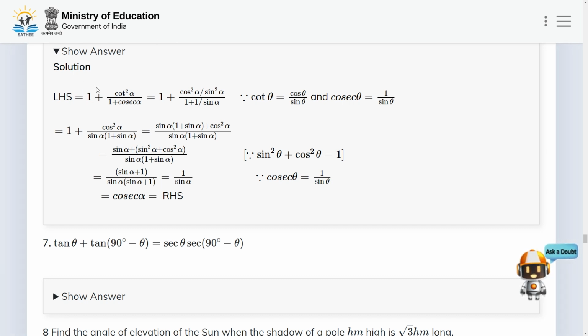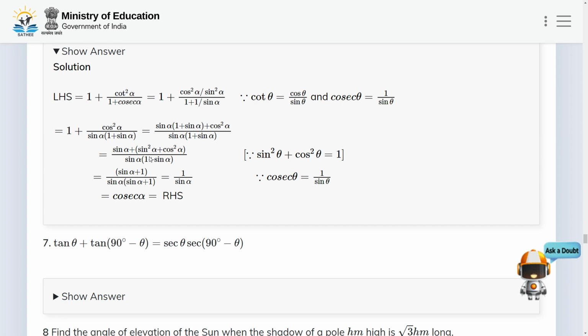So the left hand side is equal to (1 plus cos square alpha by sin square alpha) divided by (1 plus 1 by sin alpha). Now if we simplify it, we'll get (1 plus cos square alpha) divided by sin alpha into (1 plus sin alpha), and this is equal to sin alpha into (1 plus sin alpha) plus cos square alpha divided by sin alpha into (1 plus sin alpha). This is equal to (sin alpha plus sin square alpha plus cos square alpha) divided by sin alpha times (1 plus sin alpha). And since we know sin square theta plus cos square theta is equal to 1.